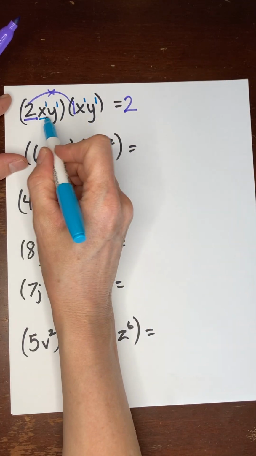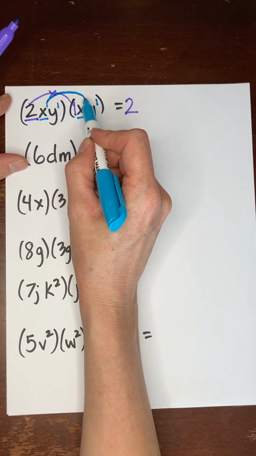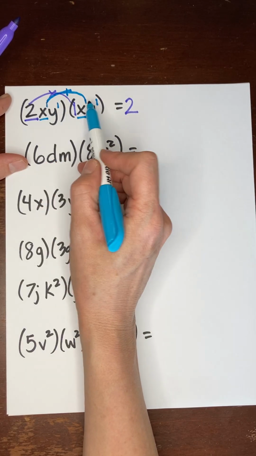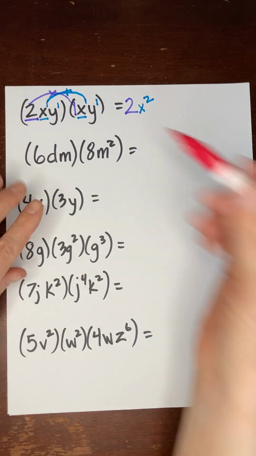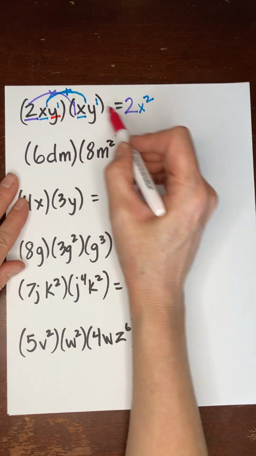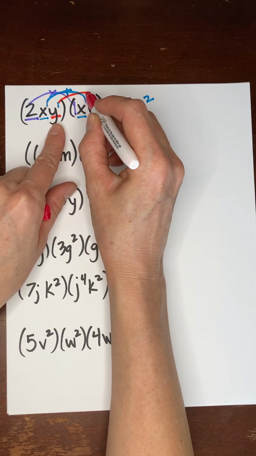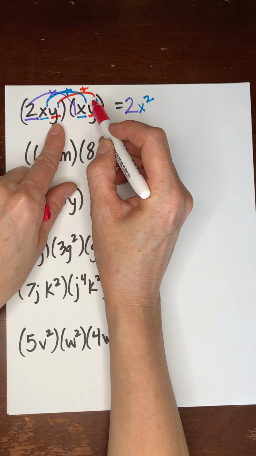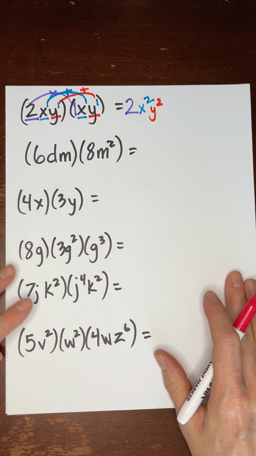So we want to look at like bases, x and x. If they're like bases, we can add the exponents. 1 plus 1 is 2, so I'm going to write x squared. And then for my next one, I have y and y. They're like bases, the same variable, so I can add the exponents. 1 plus 1 is 2, so I have y squared.